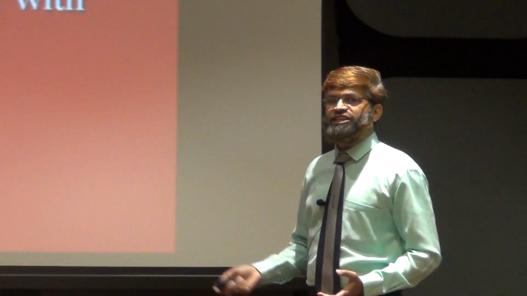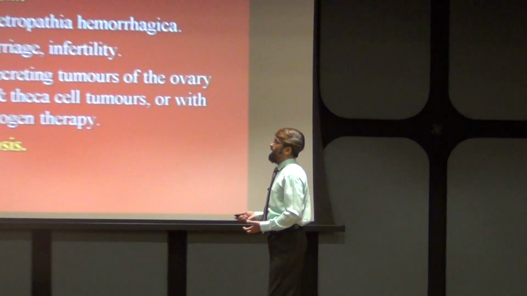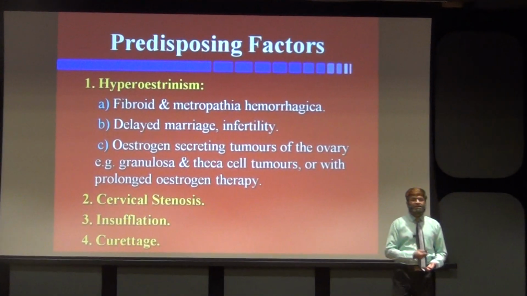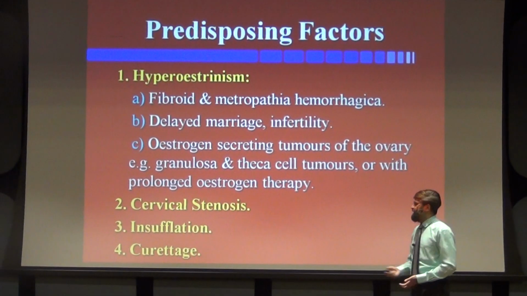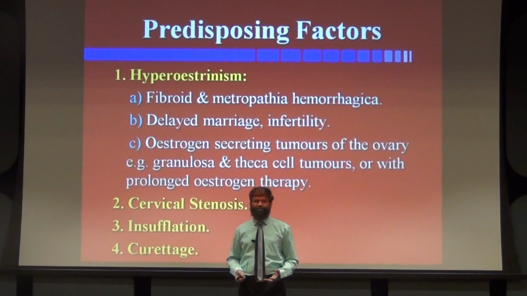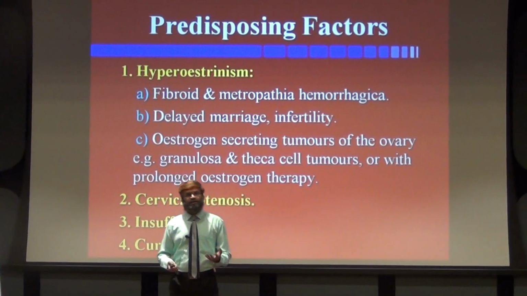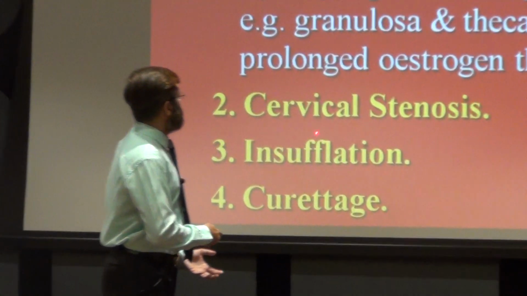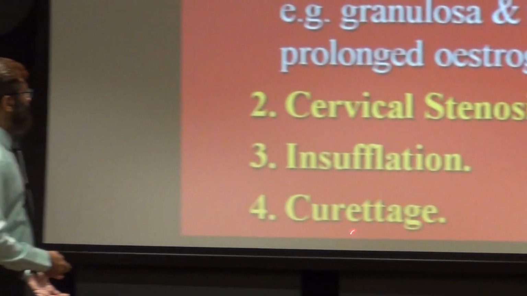We call it prolonged estrogen therapy, like HRT, hormone replacement therapy, and it may lead to the complaint of endometriosis in future. The other predisposing factor is cervical stenosis. If you recollect, a few minutes back we gave the idea that cervical stenosis may lead to retrograde menstruation, and this is again a cause which has been identified, roughly according to the hypothesis, that leads to endometriosis.